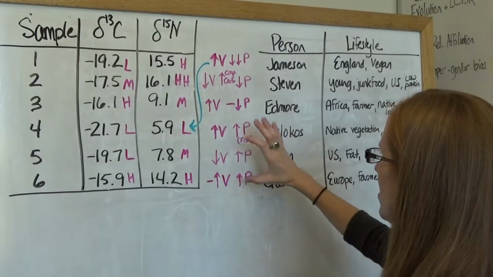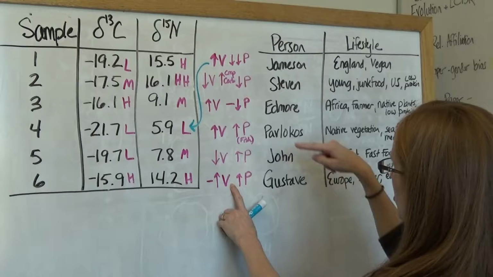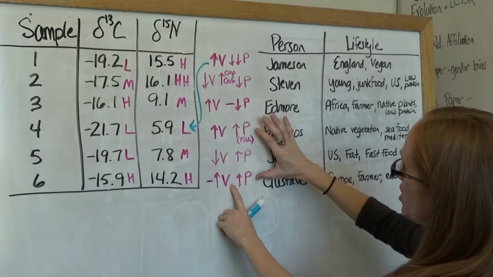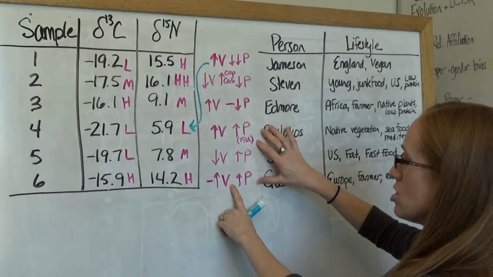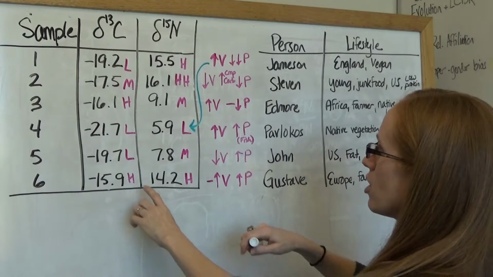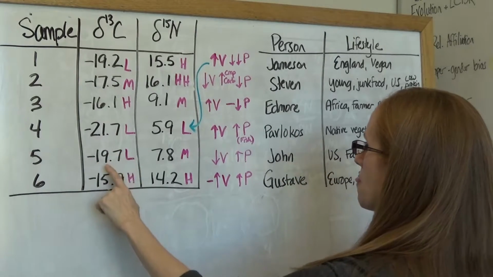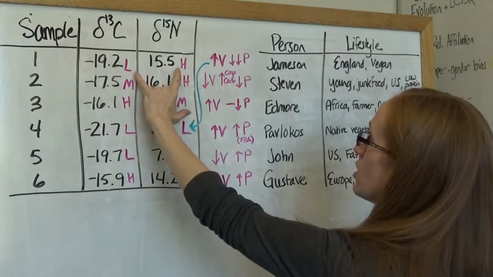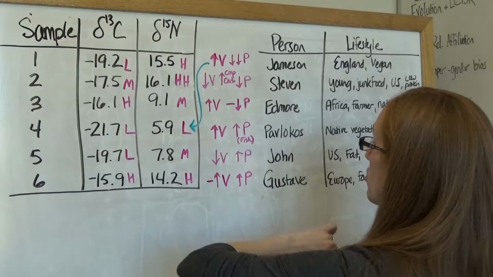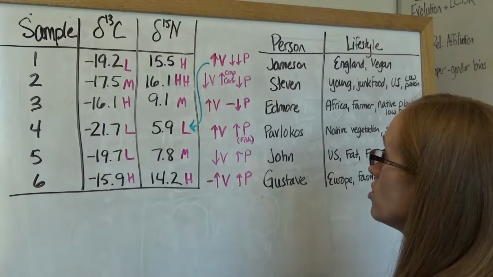So let's look at our other high veggie people. We have Pavlokos and we have Gustav. And they're different. They both have high protein, but one has really high fish. So if we're looking at our other people that are low numbers, okay, we have one that's sort of a medium, that doesn't help us a lot. We have a low-high, that helps us a little more. So somebody who's getting high protein and low there.